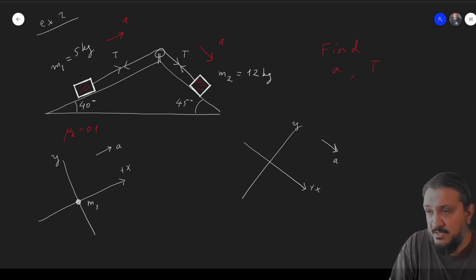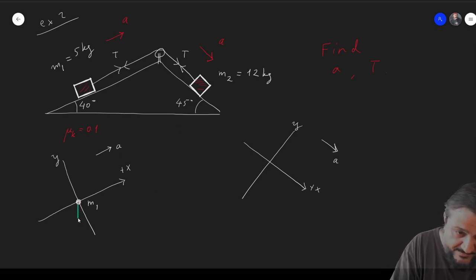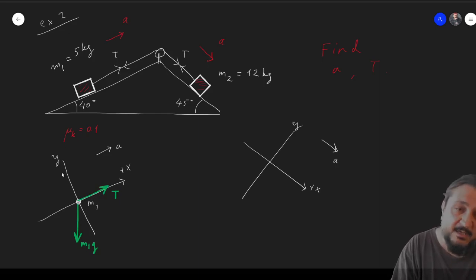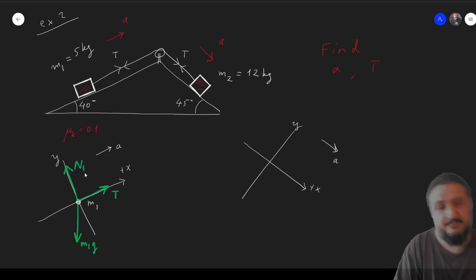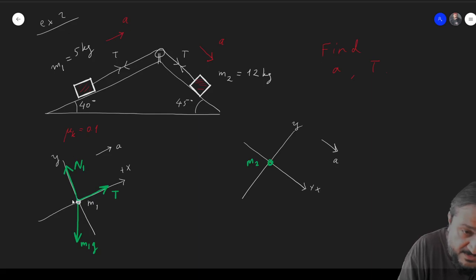I need y in this problem because there's friction involved. So let's mark the forces. Let's start with weight. That never goes away. M1g downward. This T here, if you isolate this mass, is pointing away from the object. So this is T. And of course, we have the normal force, or how about I just call it N, N for normal, N1. Okay. And for the second mass, M2. Oh, I forgot the friction. There's also friction here.